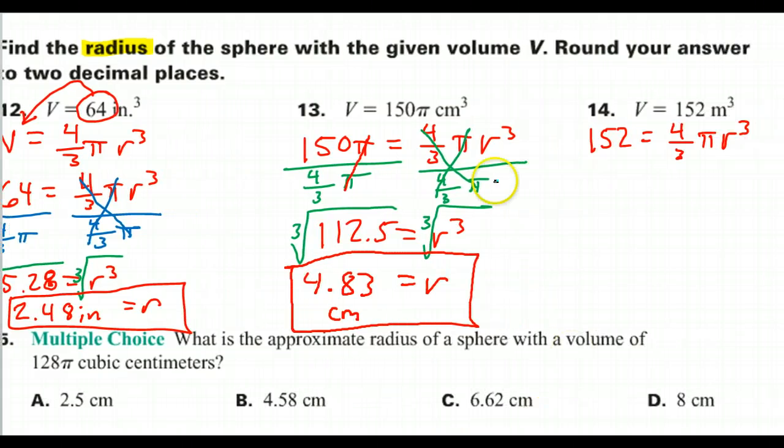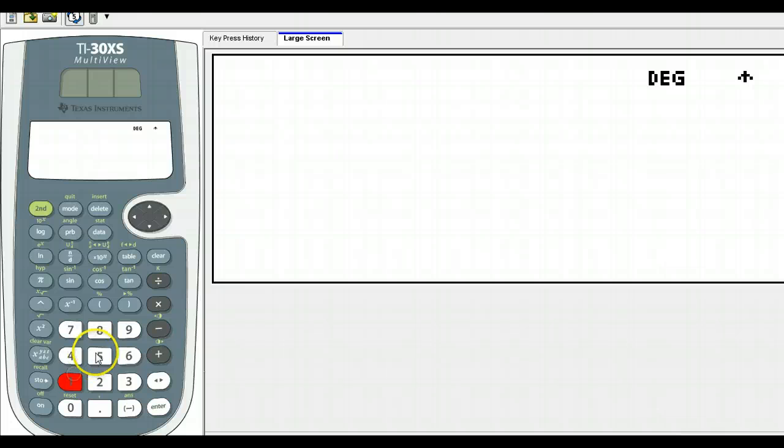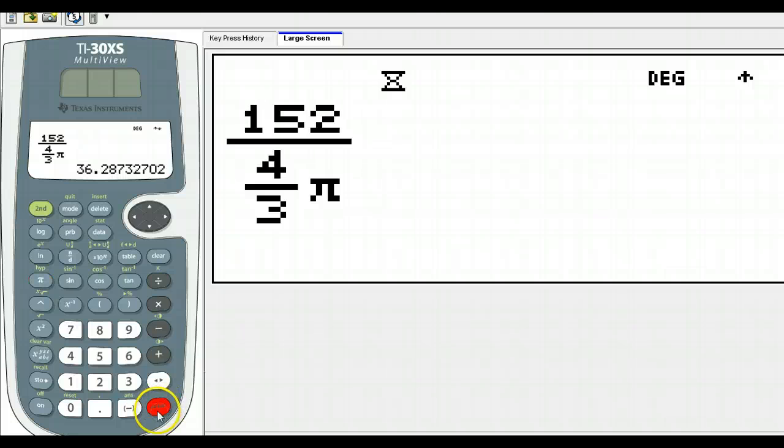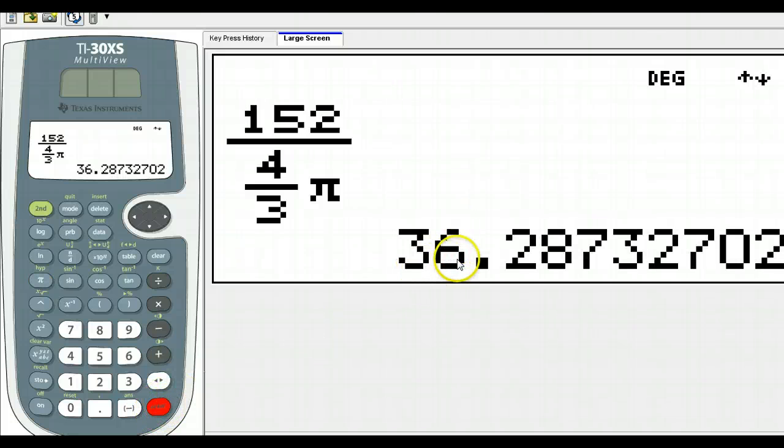Looking at number 14, let us divide once again by 4/3 pi on both sides. All this will cancel each other out. 152 divided by 4/3 pi. Okay, let's see what we got. So that's 36.29.